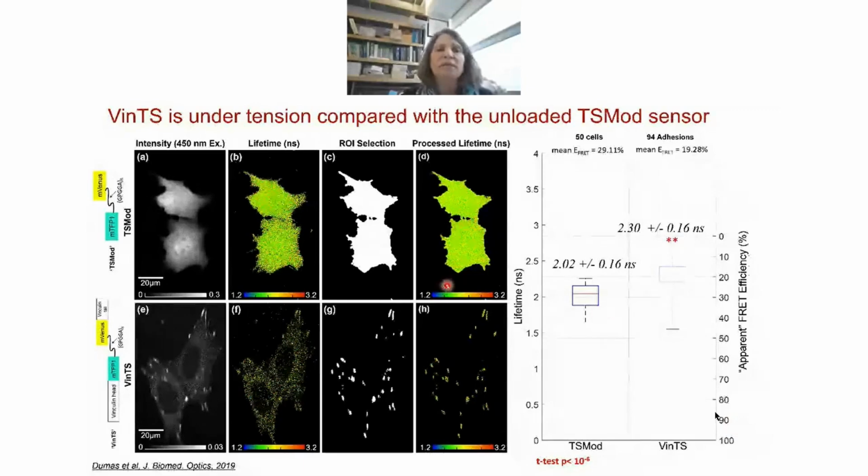So our FLIM system was successful at measuring lifetime of the VinTS probe at the focal adhesions of epithelial cells. And we found that the lifetime measured was longer than that of the unloaded TS mod, untargeted unloaded TS mod sensor. That was very promising. Again, longer lifetime is lower FRET efficiency.